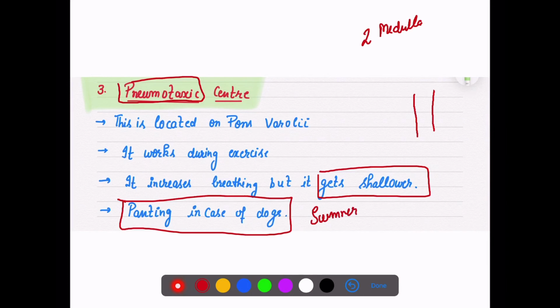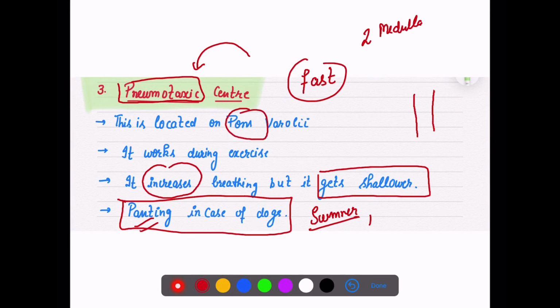If you have observed dogs in the summer, then their tongue is outside most of the time, which we call panting in the case of dogs. They continuously breathe very fast, and that fast breathing is because of this pneumotaxic center. This pneumotaxic center, which is regulating the increase in breathing, is located on your pons varolii.